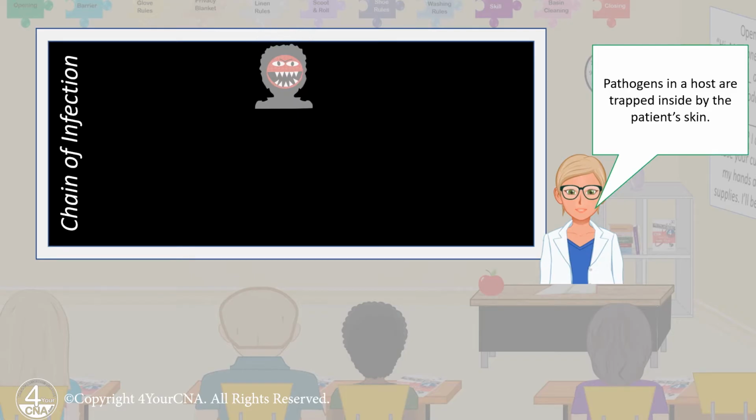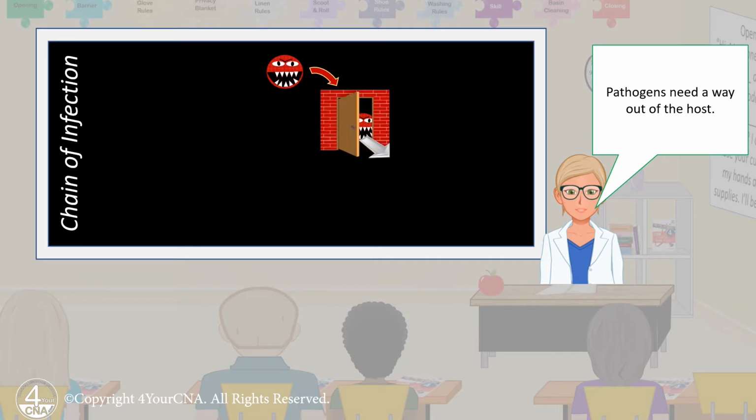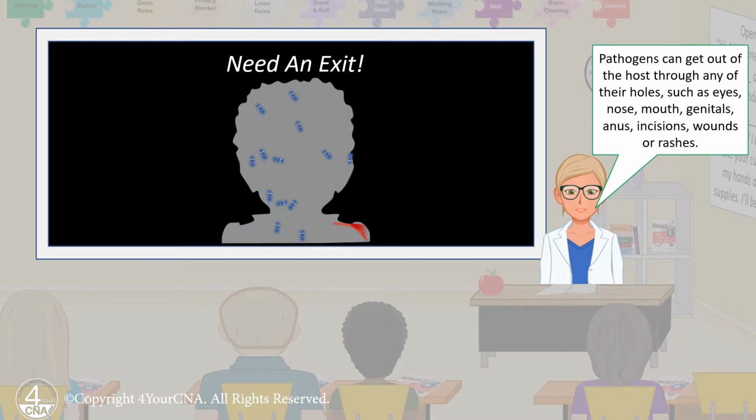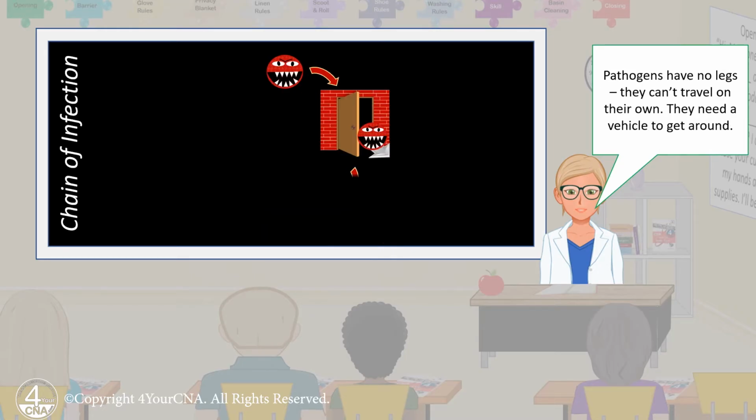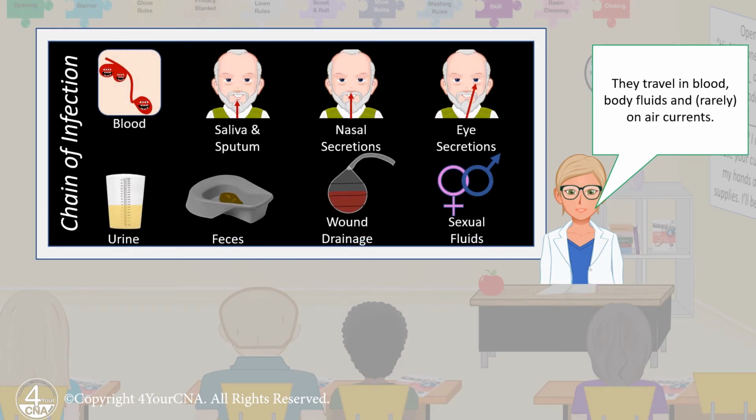Pathogens in a host are trapped inside by the patient's skin. Pathogens need a way out of the host. Pathogens can get out of the host through any of their holes, such as eyes, nose, mouth, genitals, anal area, incisions, wounds, or rashes. Pathogens have no legs. They can't travel on their own. They need a vehicle to get around. They travel in blood, body fluids, and rarely on air currents.